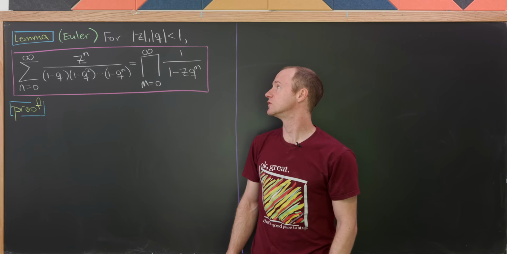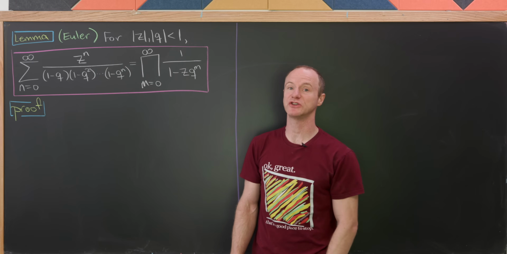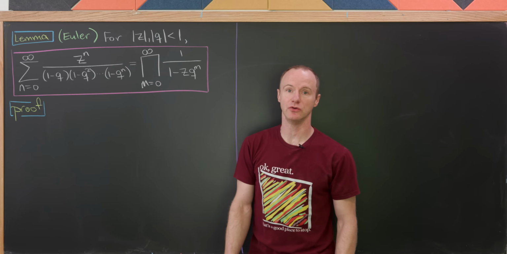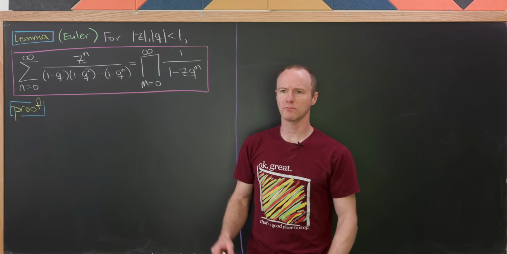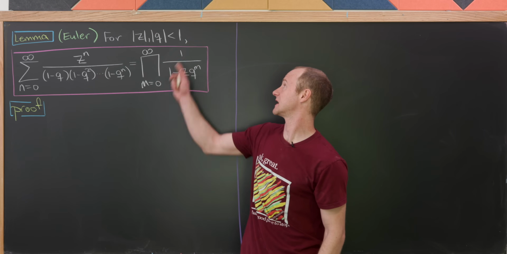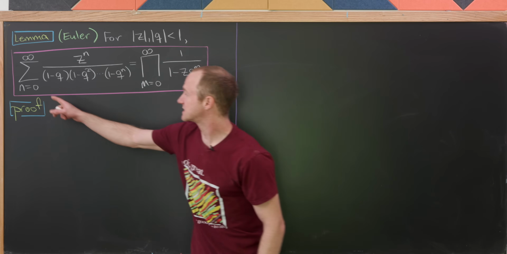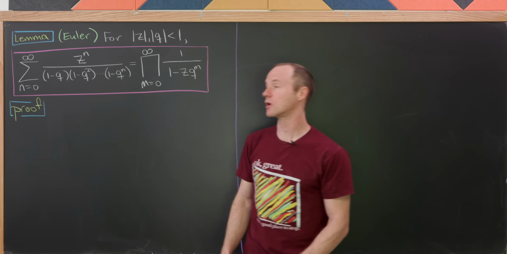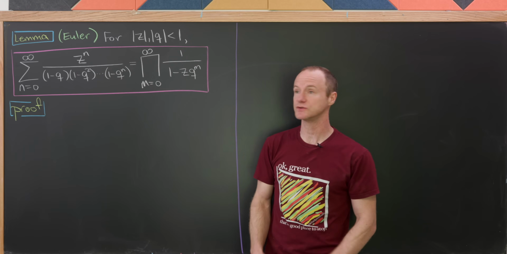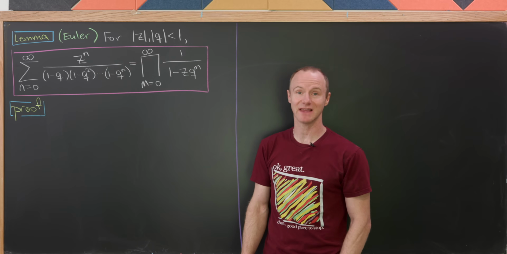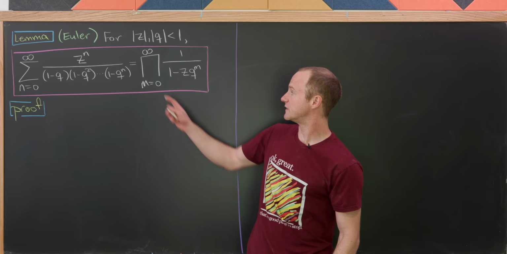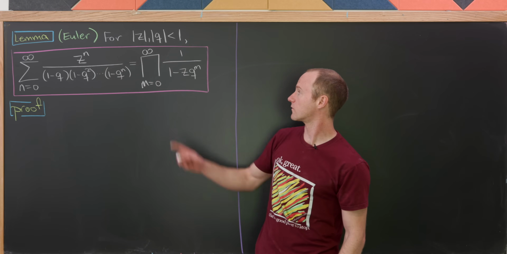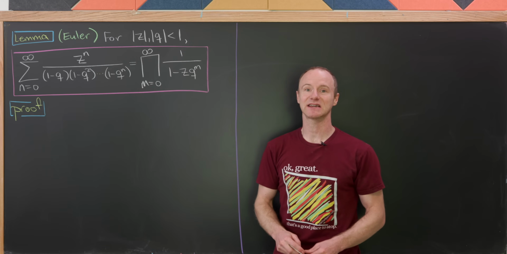Let's look at a lemma that's due to Euler that'll help us prove the Jacobi triple product. So what we have is for all z and q, whose absolute value, or modulus if you think of them over the complex plane, is less than 1, we have this sum as n goes from 0 to infinity of z to the n over (1 - q)(1 - q^2) all the way up to (1 - q^n) is equal to this product as m goes from 0 to infinity of 1 over (1 - z q^m).